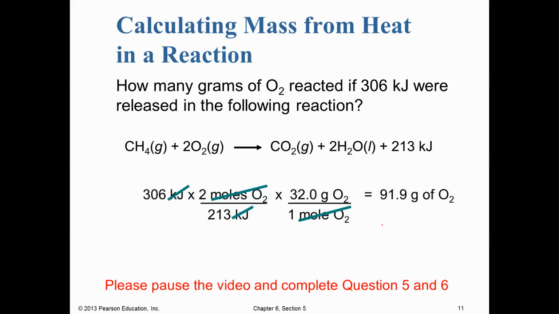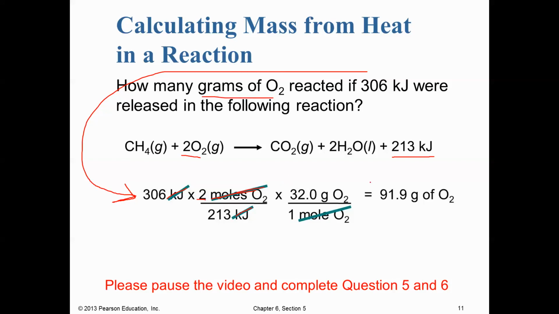And one last example problem here. How many grams of O2 reacted if 306 kilojoules were released from the following reaction? So now we'll be going in the reverse direction. We're told 306 kilojoules, so we're going to start with that number. And then we look at our balanced chemical equation here, and for every 2 moles of O2, that's going to correspond to 213 kilojoules of heat. So the kilojoules of heat go on the bottom in this case to get our unit cancellation to work out. Here's our 2 moles from our balanced equation right here. And then our molar mass right here, because it asks for grams of O2.